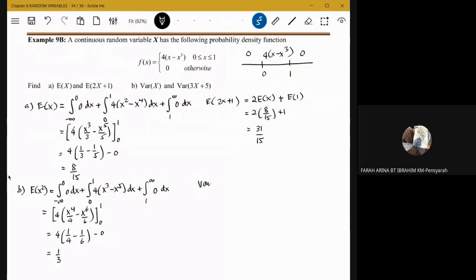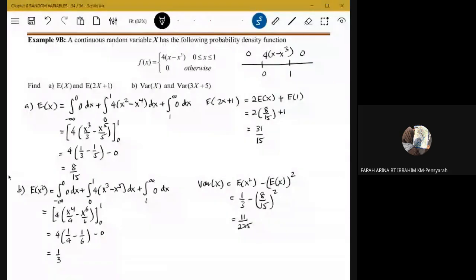So in order to find the variance, we can have E(X squared) minus E(X) the whole thing squared. So will be 1 over 3 minus 8 over 15 squared. Okay, ni dapat 11 over 225. 11 over 225.